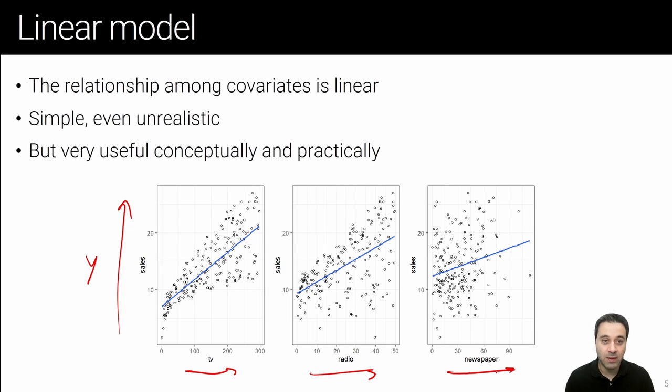And we might be looking into the relationship between, for example, TV and sales. We have a scatter plot over here. Each of those observations relates to one branch of the company.